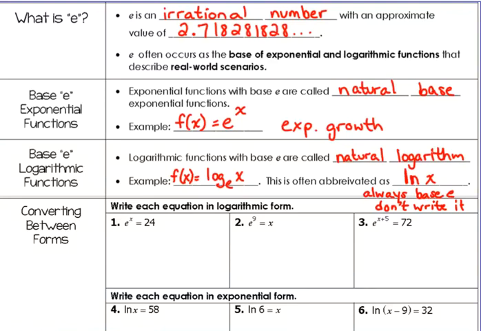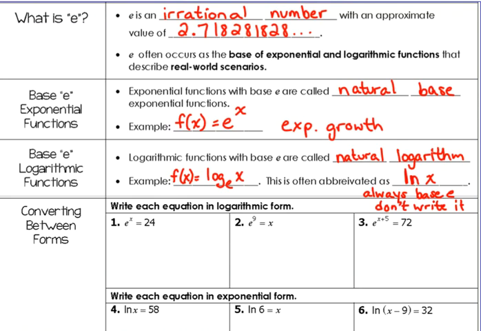Okay, we're going to talk about a new base today, and that is base e. E looks like a variable because it's a letter, but it is truly an irrational number. Its approximate value is about 2.71828128. It comes up a lot in real-world applications in biology, in finance, and things like that.